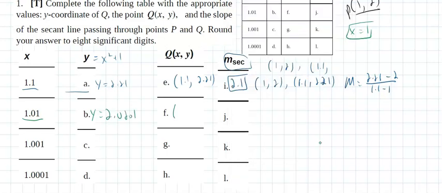2.0201. So now my point is 1.01, 2.0201. So find the slope between 1, 2 and 1.01, 2.0201. Well, the slope is going to be y2 minus y1 over x2 minus x1.